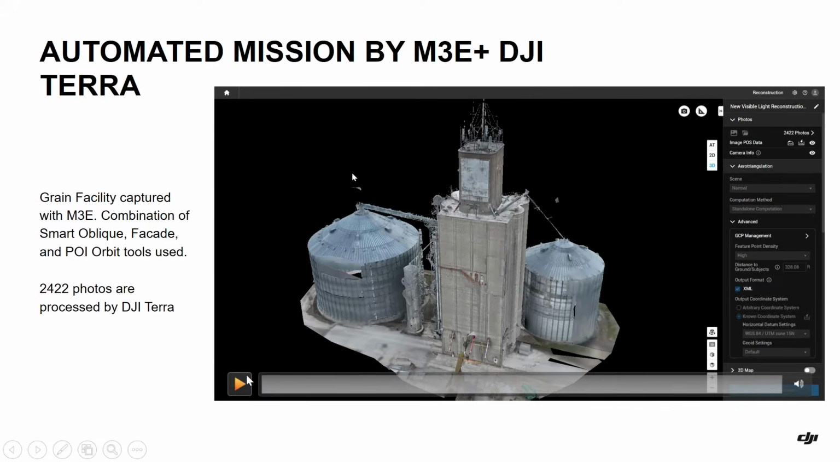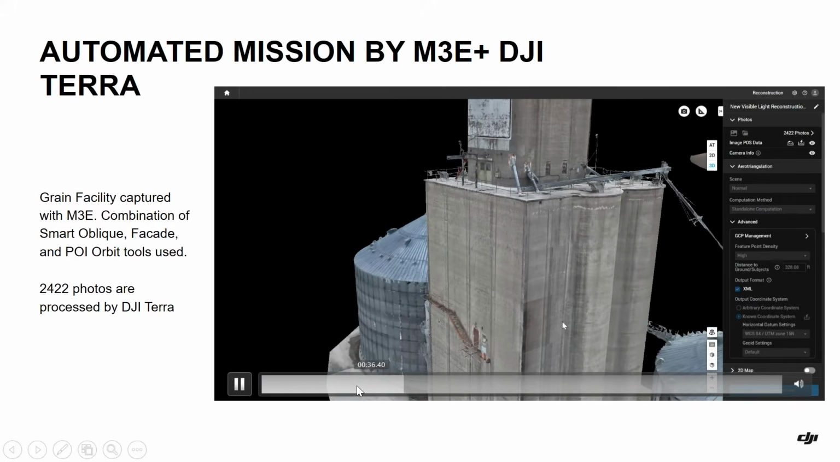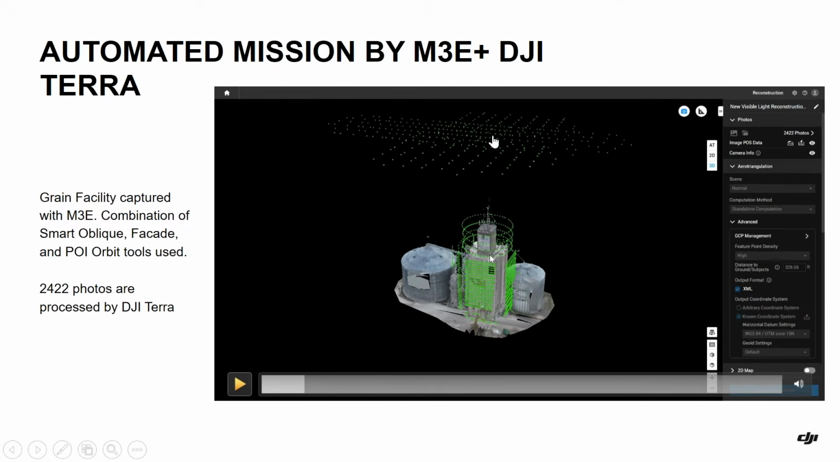Cool. This was a data capture, pretty much completely autonomous. 2,422 photos of this grain facility, and when I click after I processed in Terra, you can see all of those capture locations I was able to automate. So a smart oblique capture to capture the very top down.